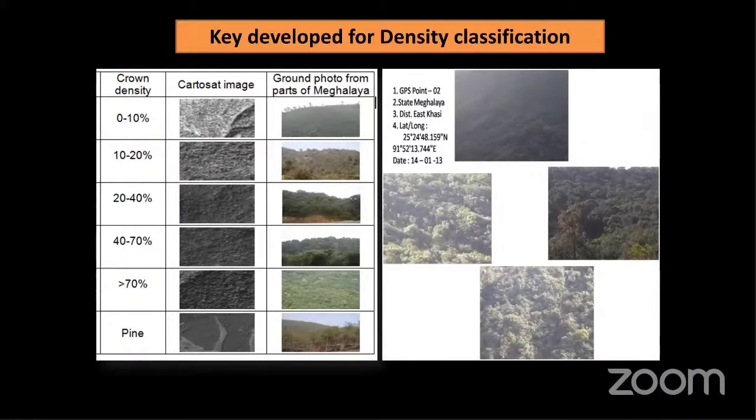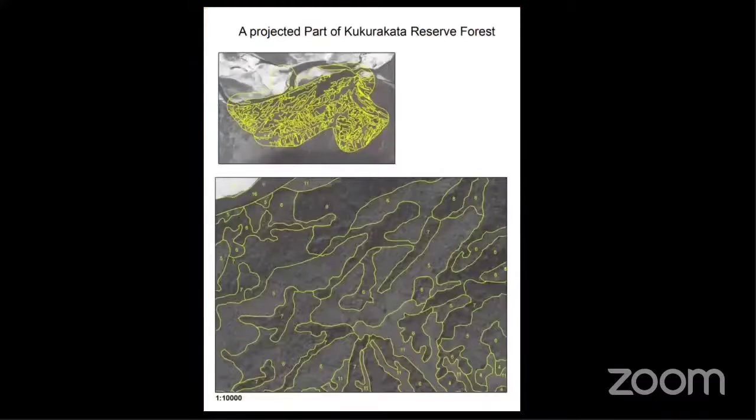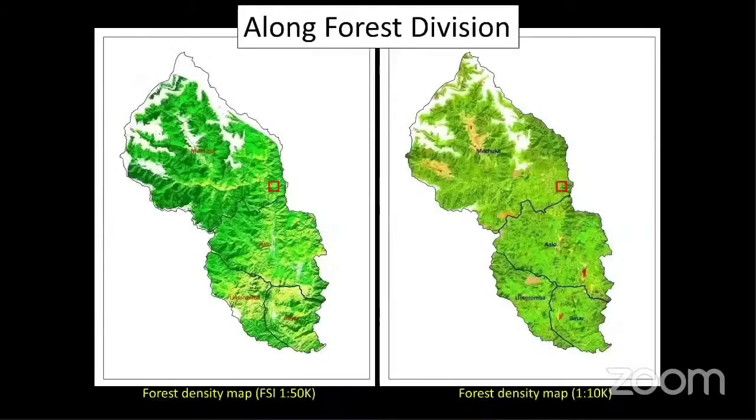This is very important. Here, one example is Kukurkata Reserve Forest, some part of Assam. Like this, a forest density map is prepared. Then this is one example of a forest division. This is the forest density map at 1:50,000 scale by FSI, and this is what was prepared at NESAC at 1:10,000 scale.